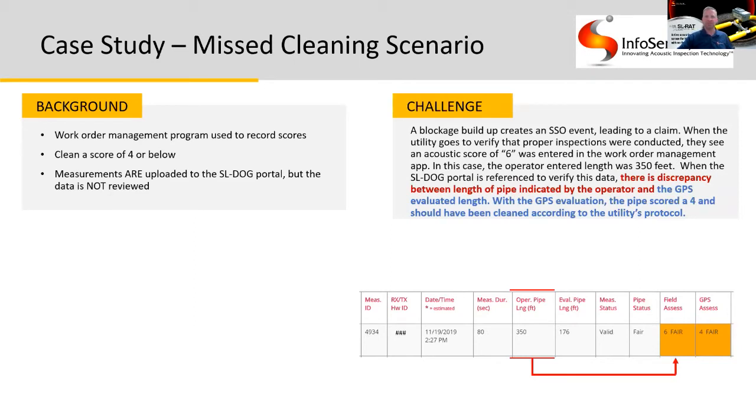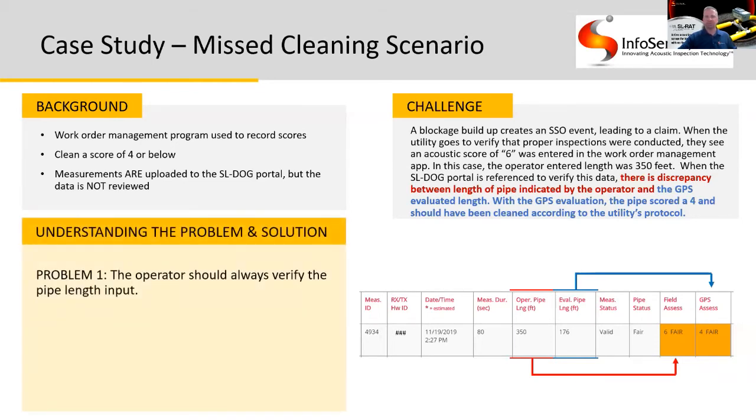When the utility goes to verify that proper inspections were conducted, they see an acoustic score of 6 was entered into the work order management system. In this case, the operator entered length was 350 feet. When the SLDOG portal is referenced to verify this data, there is a discrepancy between the length of pipe indicated by the operator and the GPS evaluated length. With the GPS evaluation, the pipe scored a 4, and under their standards should have been cleaned.